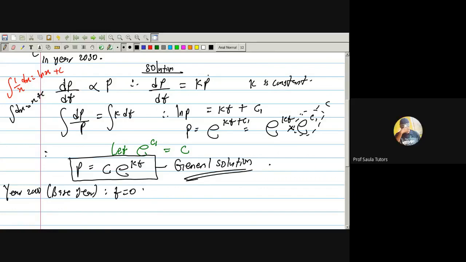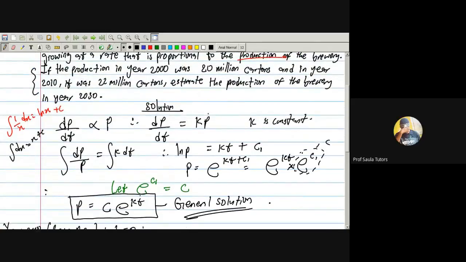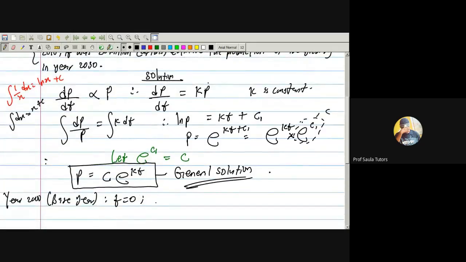So at time t equal to 0, they said that the production was 20 million cartons. So let me just put 20 million. Therefore, if I just substitute these two inside this solution, what will I be having? I'll be having 20 million equal to C.